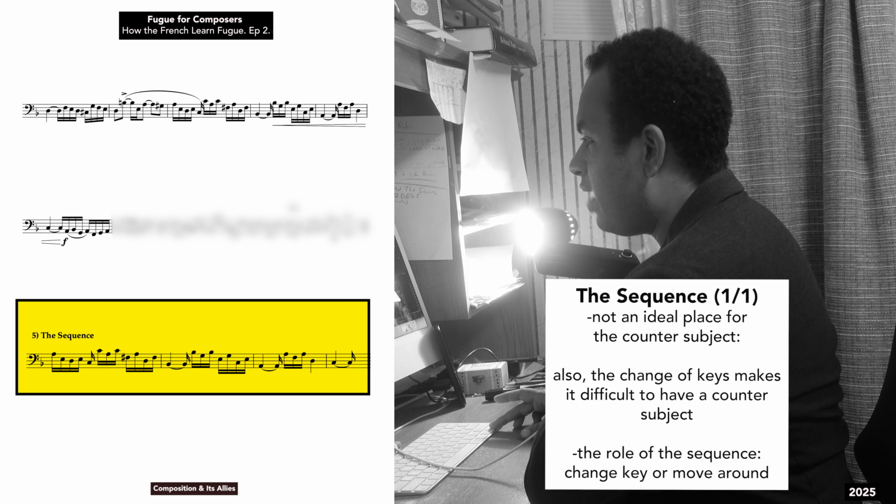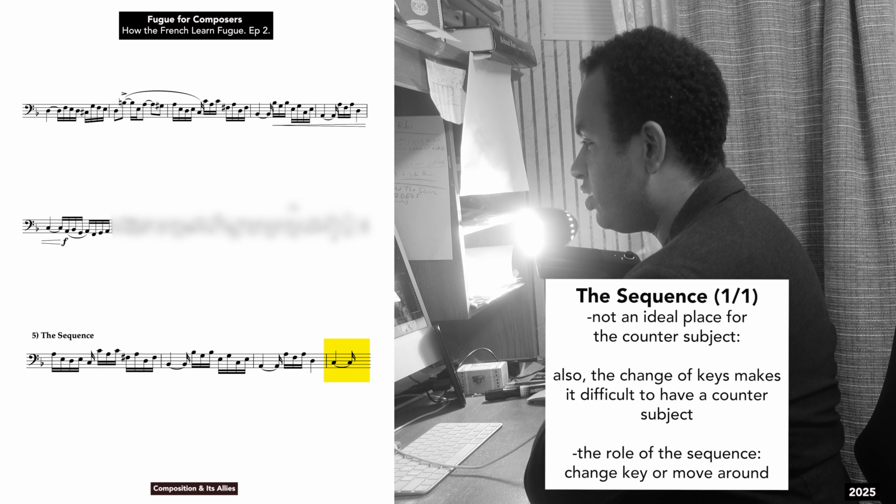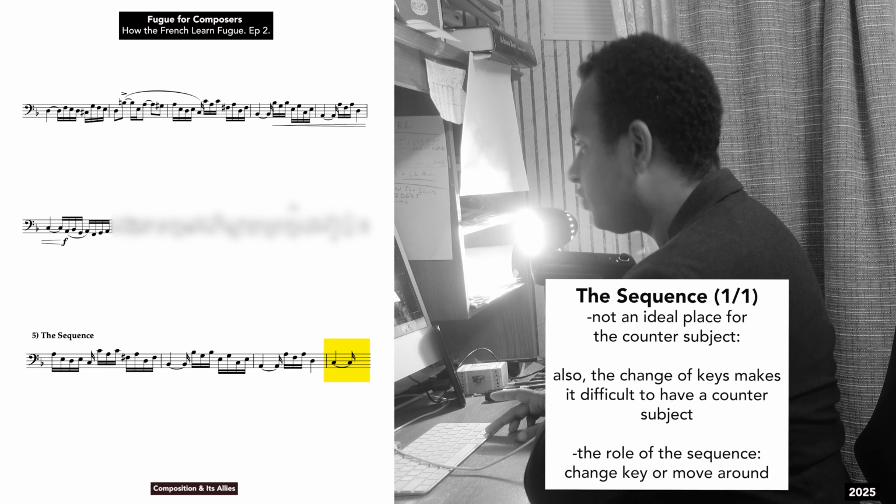Note here that we're changing keys. Okay, it seems like maybe we start in A minor, then I see the F sharp going to that B flat, which is the 3rd of a G minor chord. So maybe we're in G minor, not sure. Notice that we end up on a C, which is the dominant in F major. So it doesn't make sense to look for a counter subject here because there's just too many moving parts.